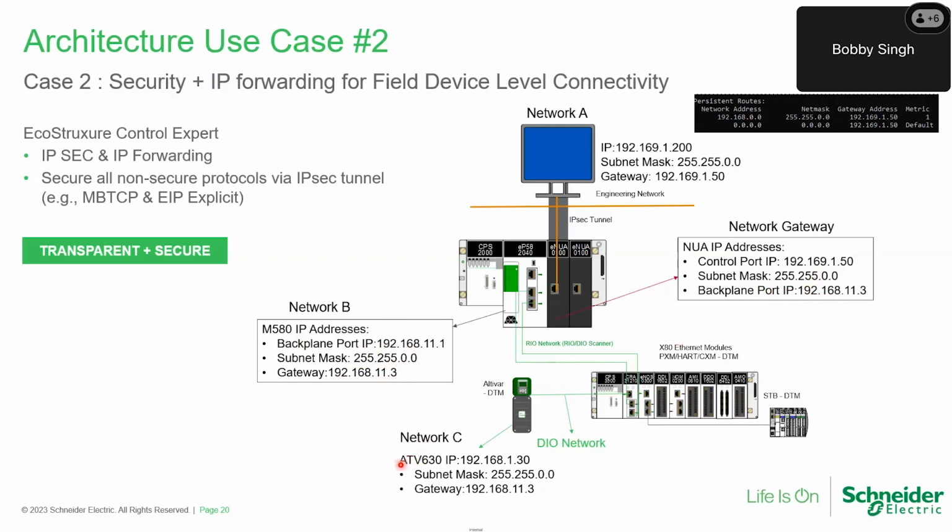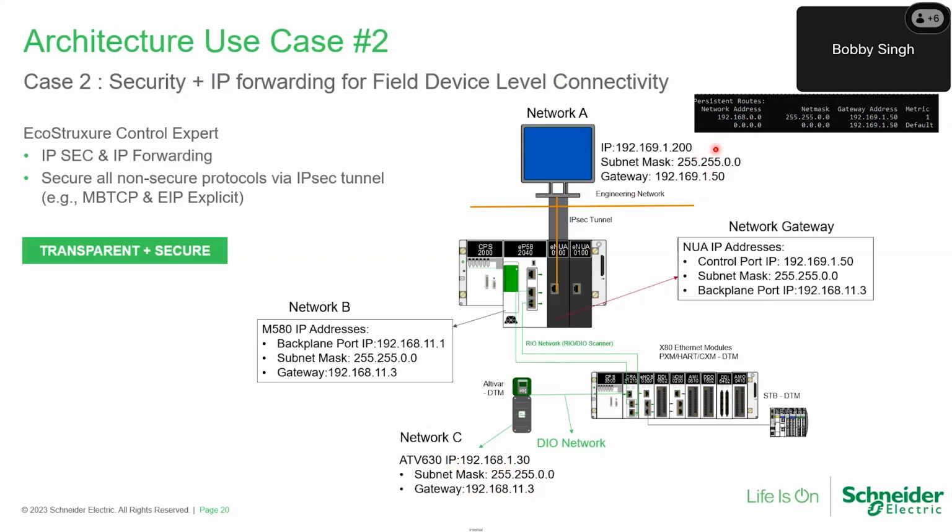Finally, the field device, which is my Altivar 630 process drive for this demonstration, is set to 192.168.1.30, which is part of the private distributed I/O network for M580. And the gateway is also set to the backplane port of the NUA module. Once again, the network configuration is the key to be able to bridge over to the isolated networks with the NUA IP forwarding.